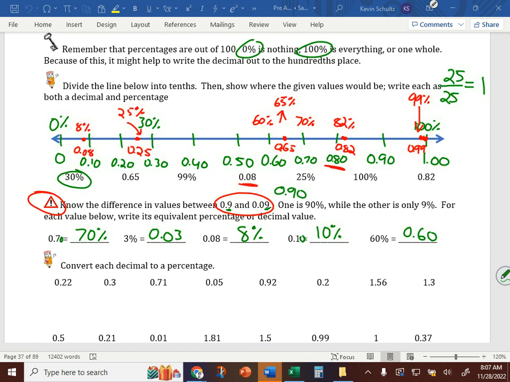Are you seeing any connections here between going from a decimal to a percentage? Any maybe tricks that you talked about last year, or any connections that you're seeing here?